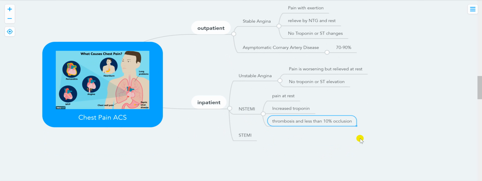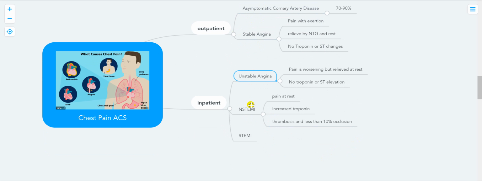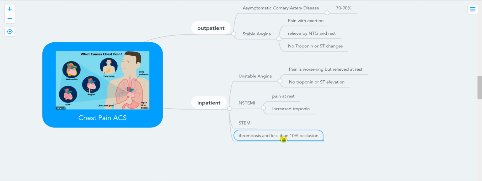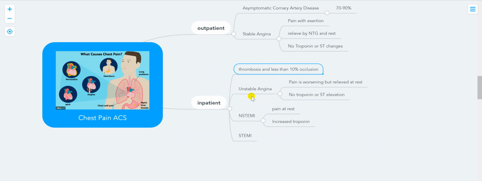Now the STEMI. This is a progression: asymptomatic, stable angina, unstable angina, non-STEMI, and then STEMI. STEMI is the same thing, caused by thrombosis. So let's add that to the inpatient, because in all of them thrombosis is the difference between inpatient and outpatient management.